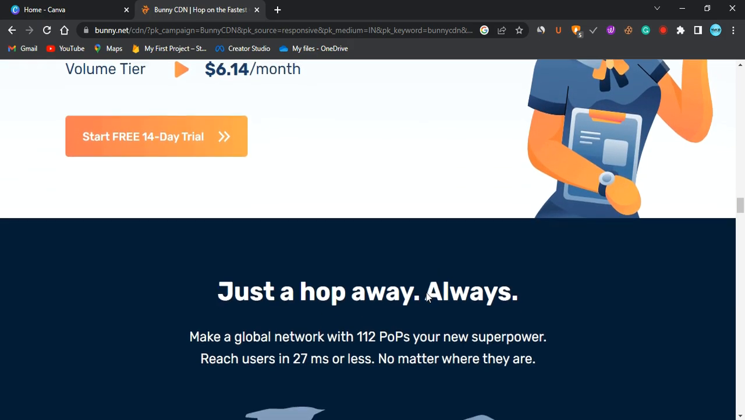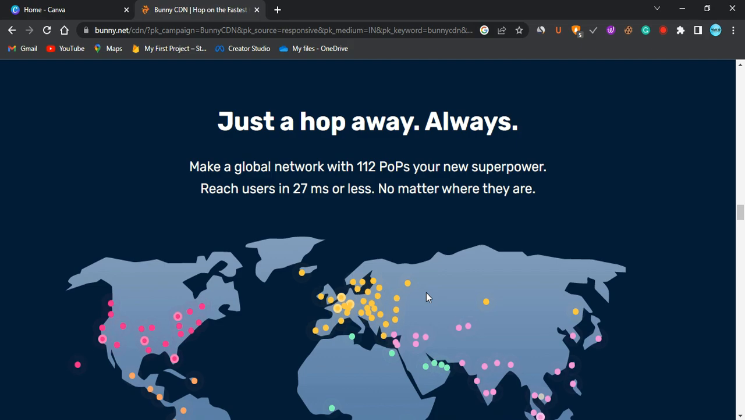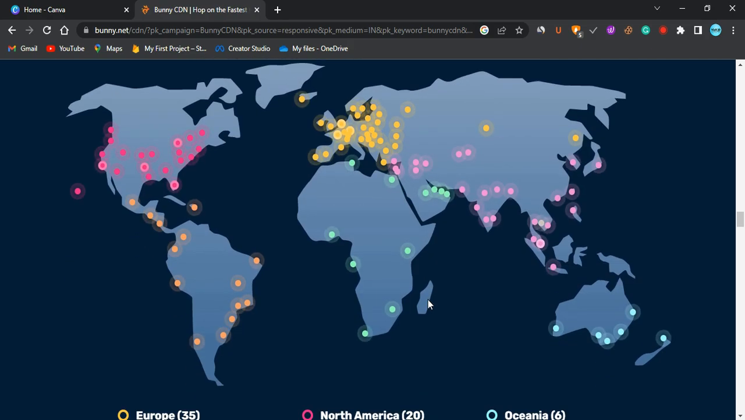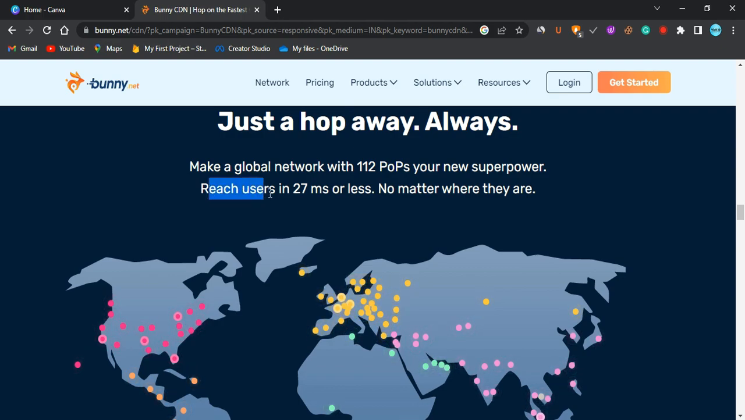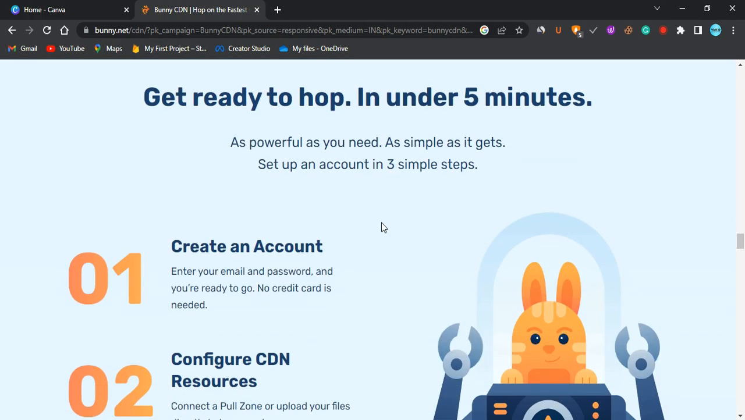And the second thing is they have 112 data centers all around the globe, and it gives a very good speed. They claim that they reach users in less than 27 milliseconds, which is the best in this price range. That's why Bunny CDN is in the first position.